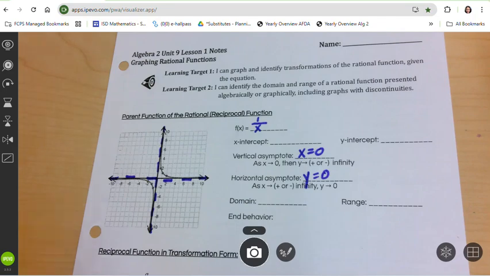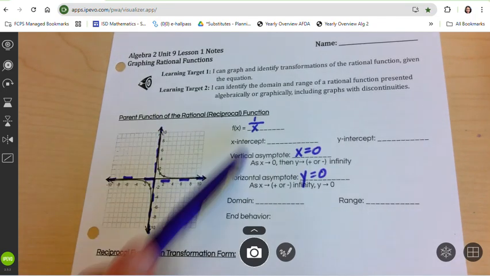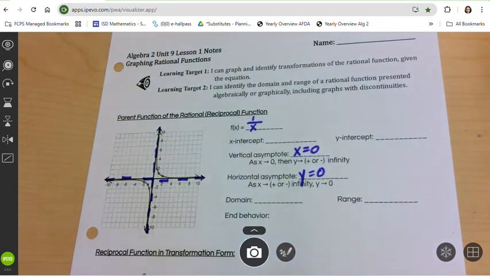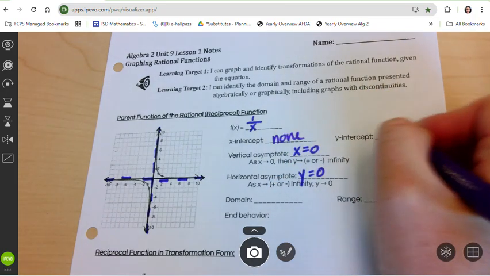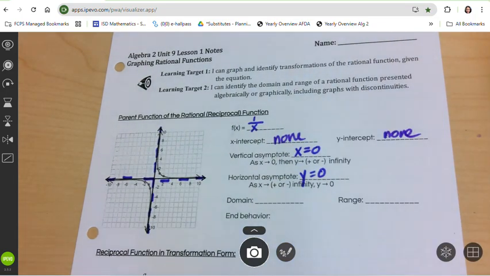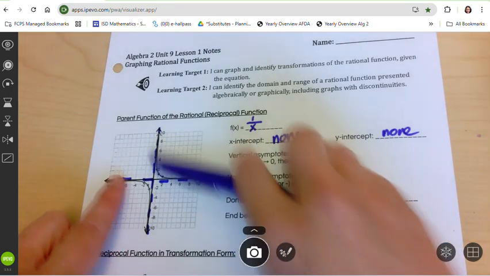All right, because we have asymptotes on your axes, you don't have an x-intercept or a y-intercept. Now, once we start shifting this graph around, you will have x and y intercepts. So the parent function does not have them. The domain comes in two pieces. Notice how the graph has two pieces.